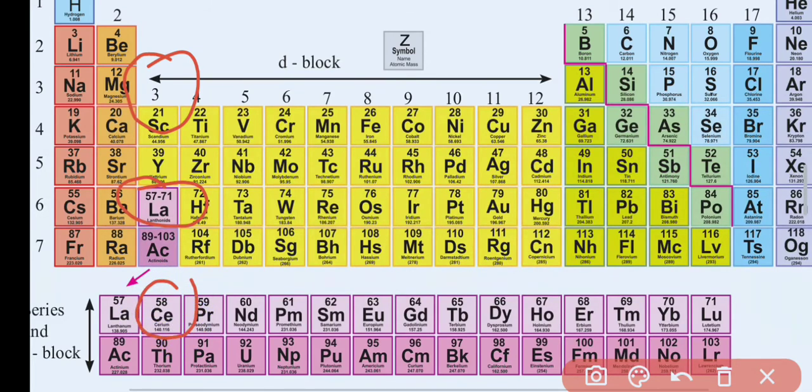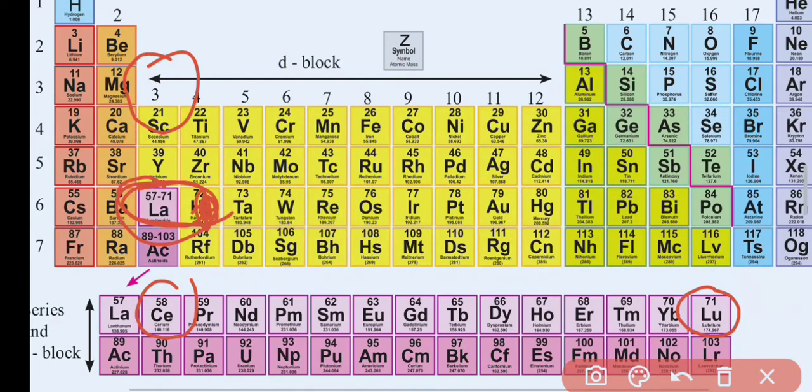There are 14 elements from cerium to lutetium, and their position is in between lanthanum and hafnium. See here, hafnium is given as Hf. Since they follow lanthanum, they are called lanthanoids. They are called 4f series elements, and for convenience they are placed separately below the main periodic table. The actual position of lanthanoids is in between lanthanum and hafnium.